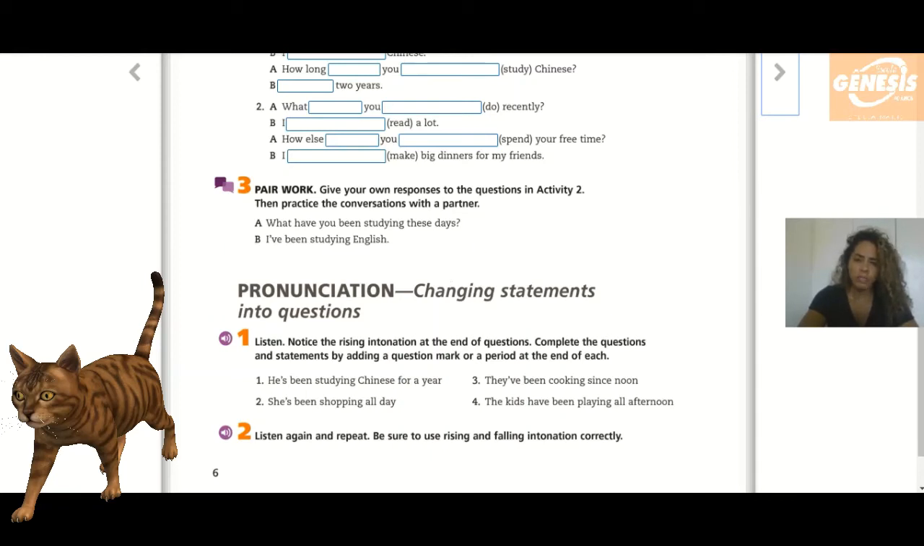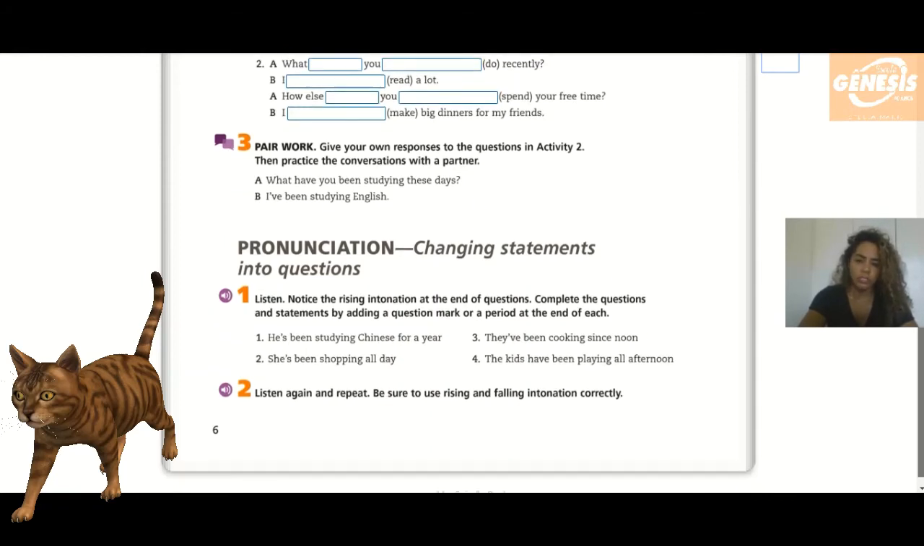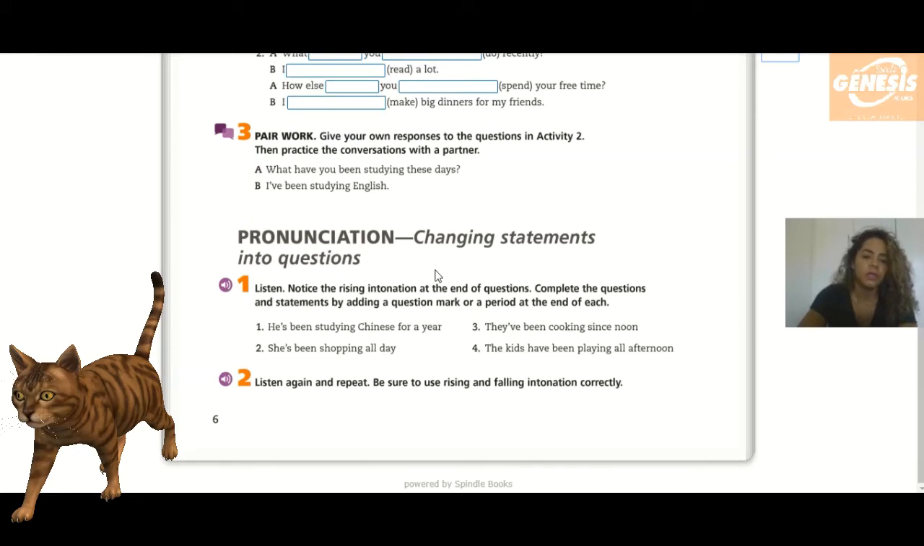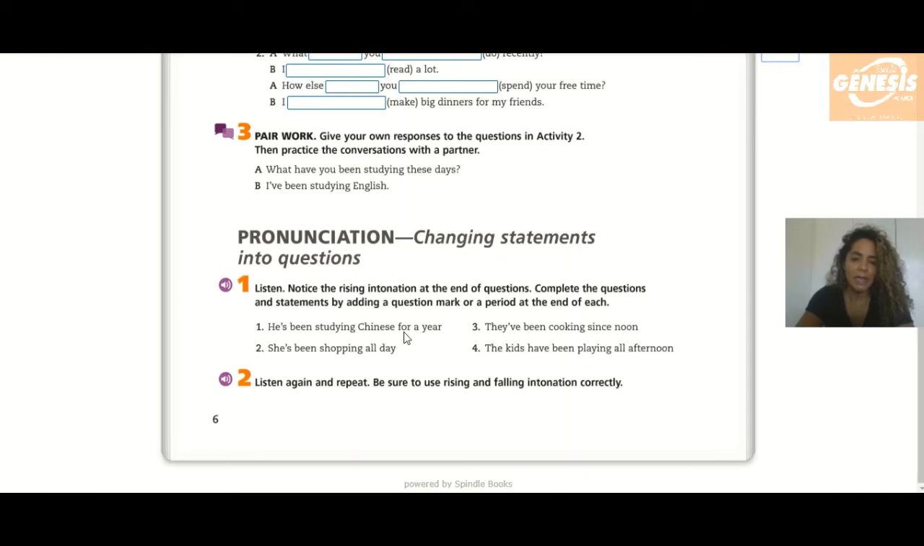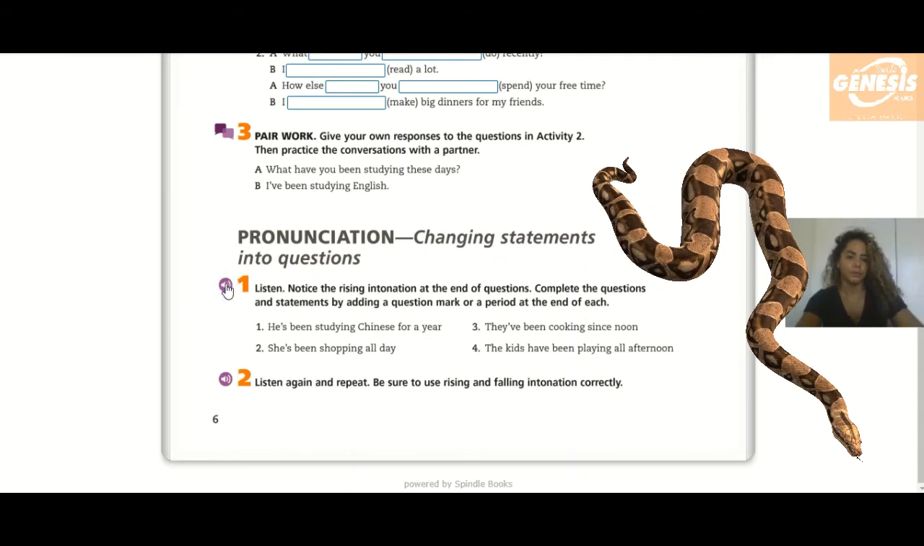Now let's practice a little pronunciation, right? Listen. Notice the rising intonation at the end of questions. Complete the questions and statements by adding a question mark or a period at the end of each, right? Let's see.